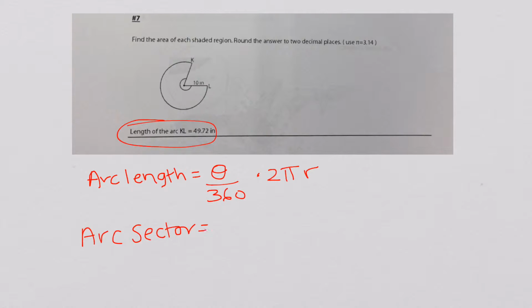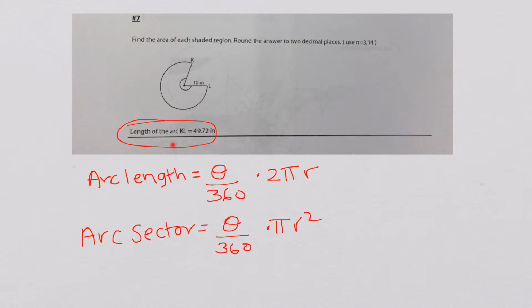Remember that our equations for sectors are going to be either arc length equals theta over 360 times 2 pi r, or we might use area of a sector, which is theta over 360 times pi r squared. These are the two equations we'll use for pieces of circles. When we're talking about the whole circle, we just use 2 pi r and pi r squared by themselves. But since we're talking about a piece here, we're using one of these two equations.